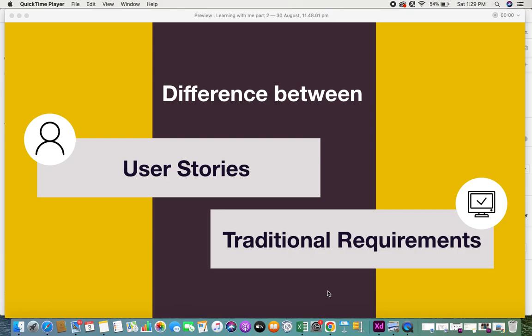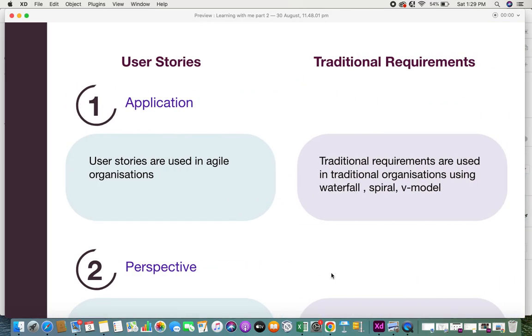Everyone, welcome back, and in this video I'll be giving you some information on the difference between user stories and traditional requirements. Now you might be thinking user stories are requirements. Yes, of course they are requirements, but in this video I'm going to give you the difference between traditional requirements, which are used basically in waterfall and in other traditional software development methods, and the user stories. So let's get into it.